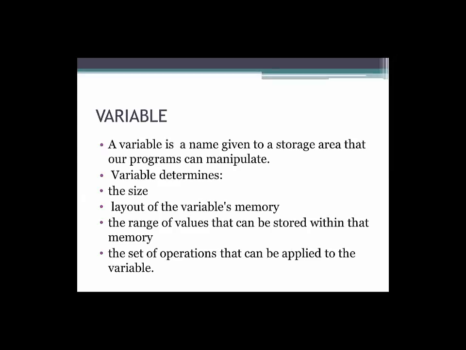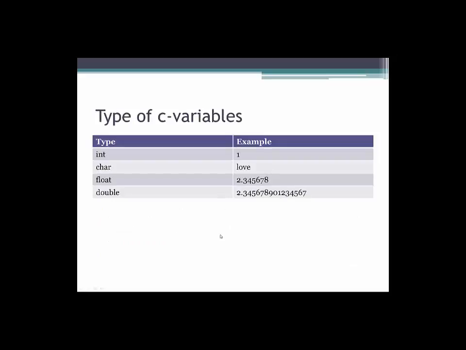The first thing I want to say is variable. A variable is a name given to a storage area that our programs can manipulate. Variables determine the size and layout of the variable's memory, the range of values that can be stored within the memory, and the set of operations that can be applied to the variable.